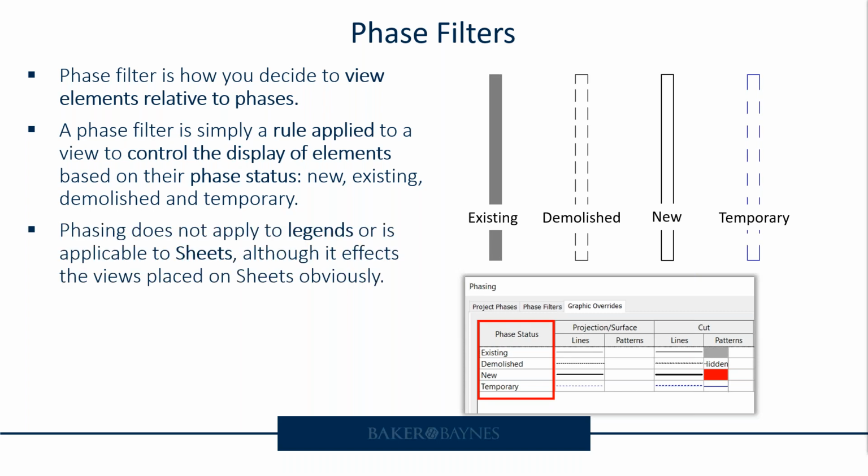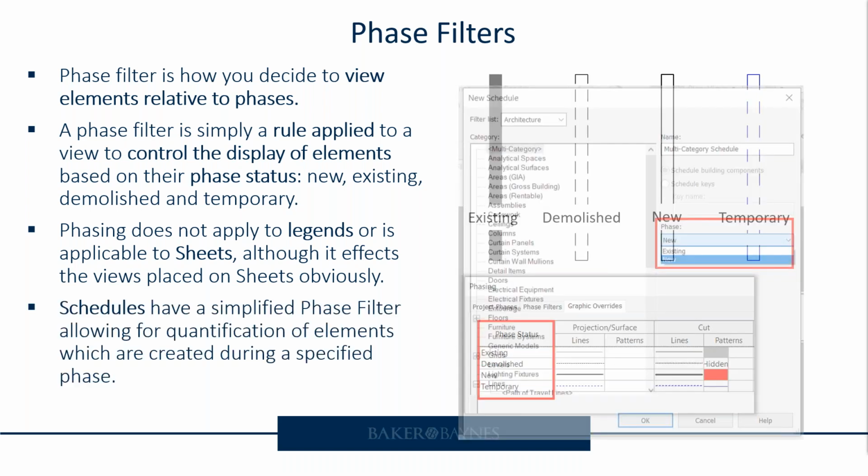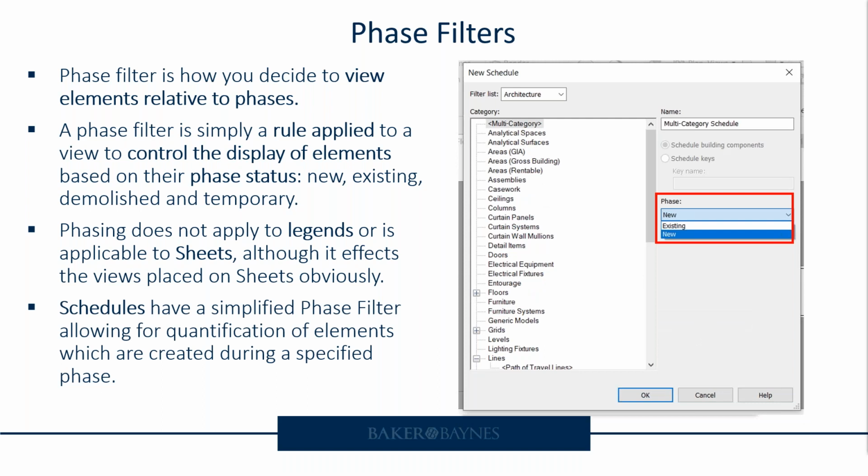Then just note that phasing does not apply to legends or is applicable to sheets, although it does affect the views that are placed on sheets. And then lastly, as for schedules, you do have a simplified phase filter that you can use, and this just allows you to quantify elements which are created during a certain phase.